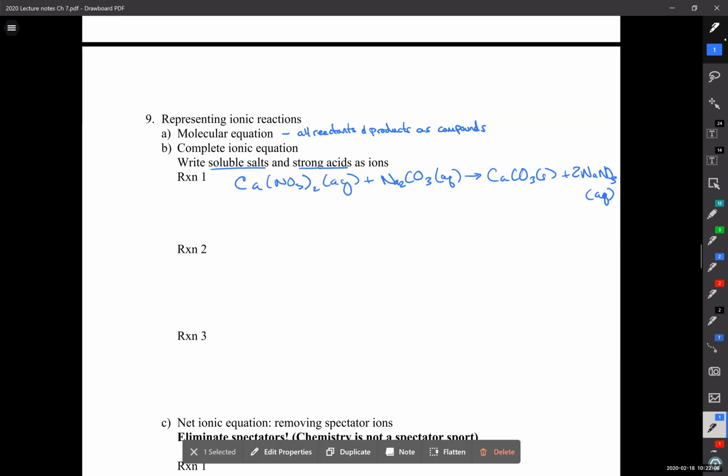You could just draw a line up to it. You don't have to rewrite it. You have to write everything out as ions. That's aqueous. These are painful to do, by the way. I'll just tell you, they're very tedious.